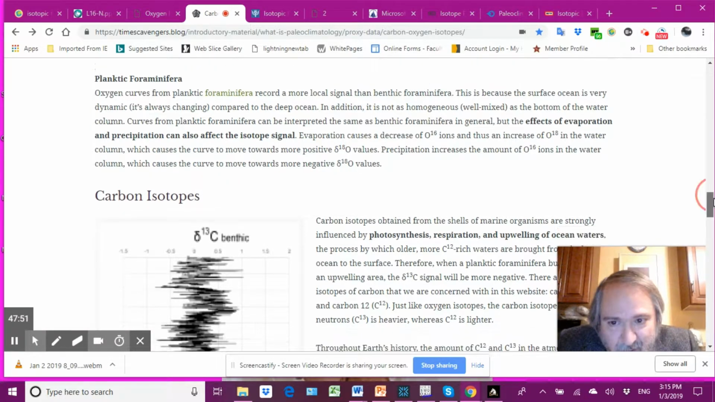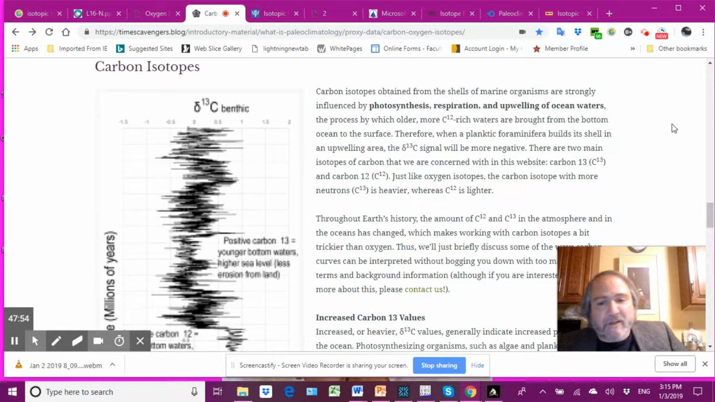Now let's look at carbon isotopes. Carbon is trickier, as I mentioned at the outset. The photosynthetic process itself can widely affect the Del 13 carbon. Carbon isotopes obtained from the shells of marine organisms are strongly influenced by photosynthesis, respiration, and upwelling. Upwelling is the vertical movement of water in the ocean. Water comes from deeper depths up to the surface, which means that, by continuity of volume, the surface water spreads out and has to sink somewhere else.